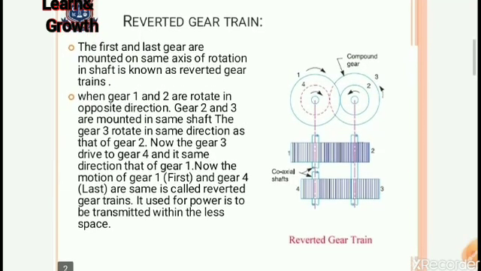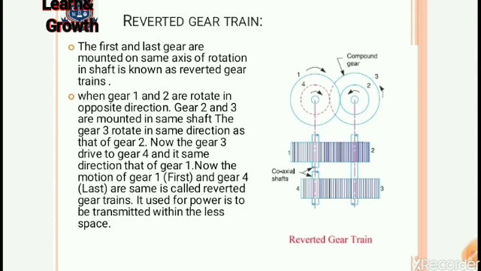In the reverted gear train, there are two shafts. The first and last gear are mounted on the same axis of rotation. This is known as a reverted gear train. In the figure, we can easily see that gear number 1 and gear number 4 are on the same shaft, and gear number 2 and 3 are on the same shaft.